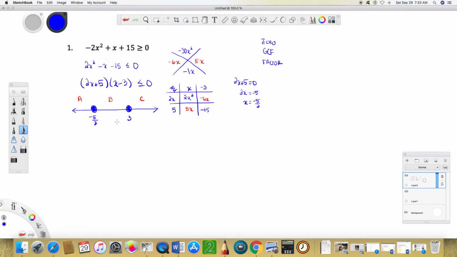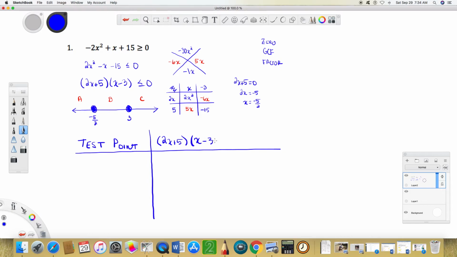So I would suggest that you organize your search in a table. I'm going to create a table with 3 columns. My first column, I'm just going to refer to as my test point column. My next column, I'll put either the original, or I'm just going to put it in factored form, my inequality. And then my last column, I'm going to call my truth column.